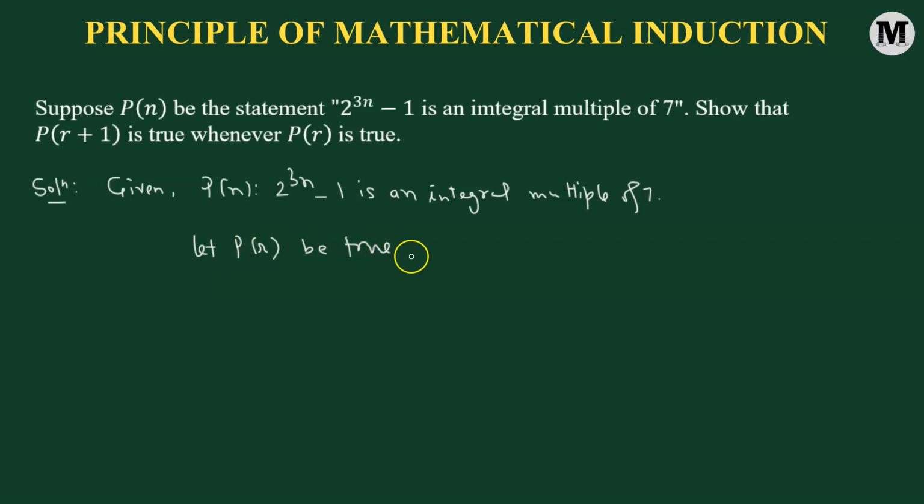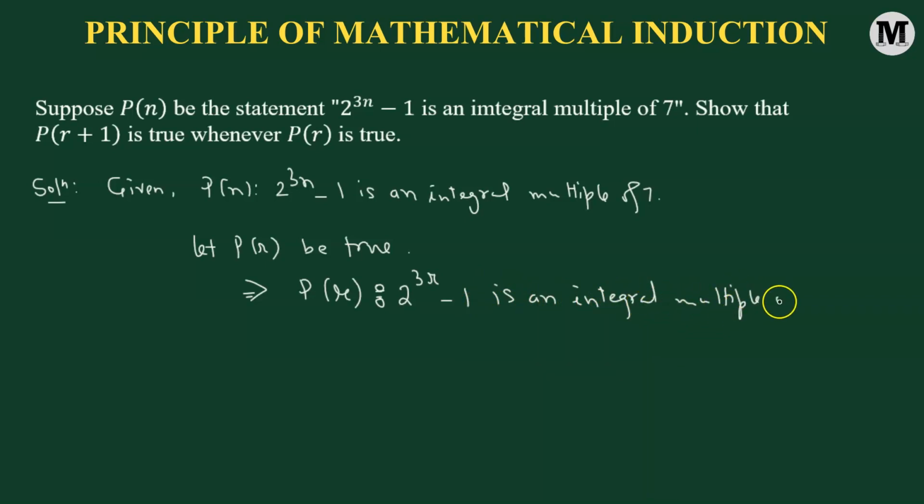Now letting p of r be true as well simply means that we're going to replace n with r. So p of r is going to be such that we have the statement 2 raised to the power of 3r minus 1 is an integral multiple of 7. Now, in order to show that the statement holds also true for p of r plus 1, if we replace r with r plus 1 in this statement, we need to have 2 raised to the power of 3 times r plus 1, minus 1. This expression must also be an integral multiple of 7.